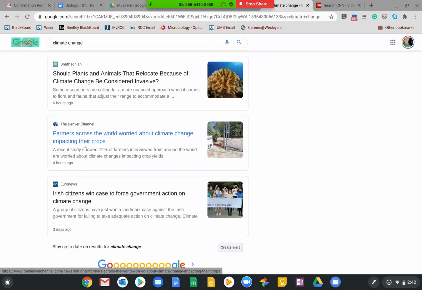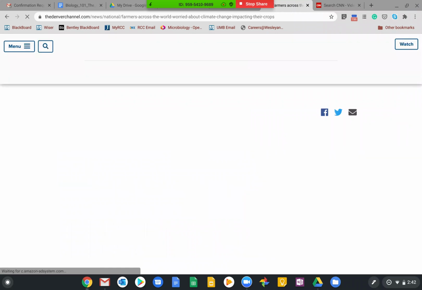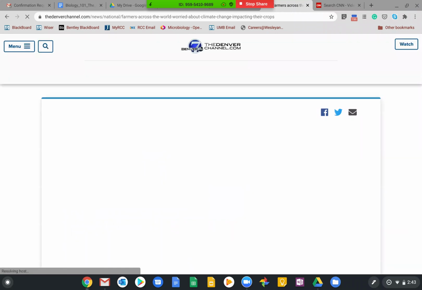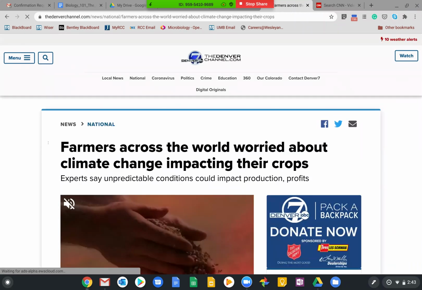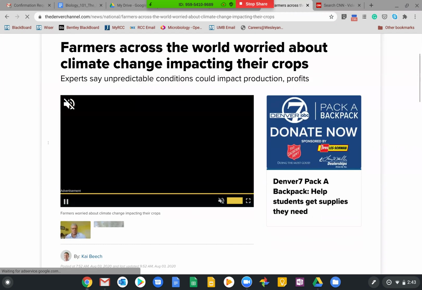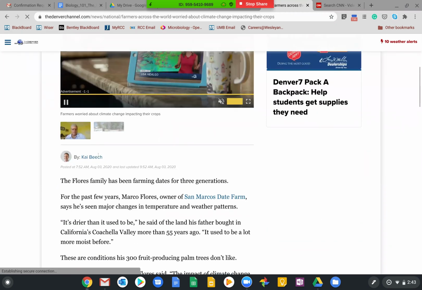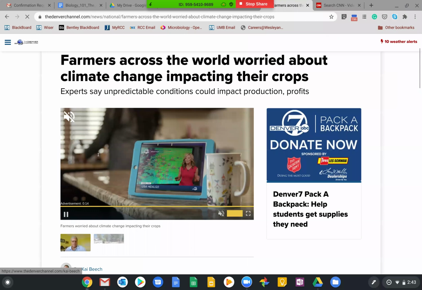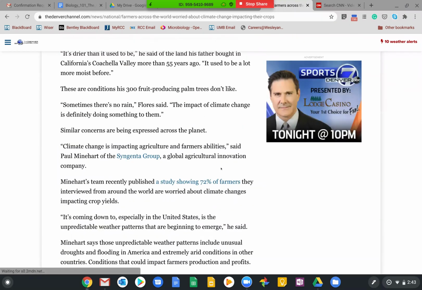And as we get down to the end of the first page, we see farmers across the world are worried about climate change impacting their crops. Now, this is picked up by a newspaper in Colorado, the Denver channel.com. Never heard of it. But if you scroll down, you read a little bit about it. It's talking about, and you get around their ads.